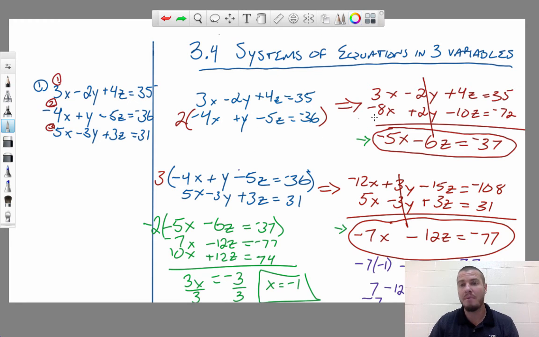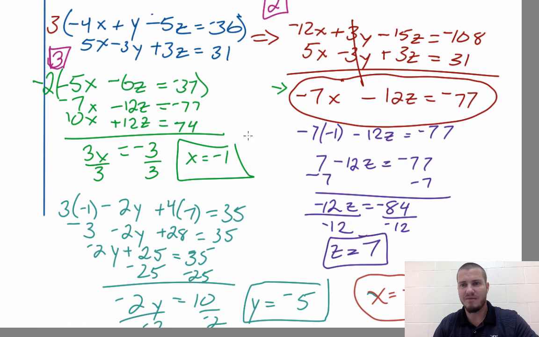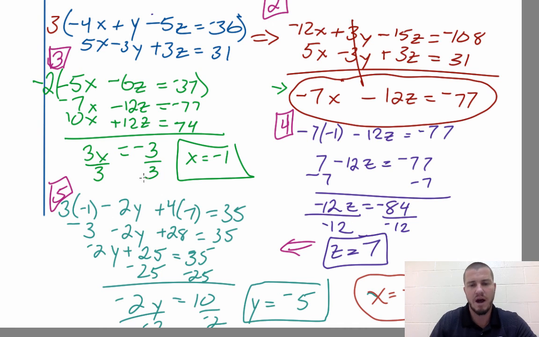I know mine got a little messy and not organized. If you want to go back and write steps to them, this was step 1. What we did here to cancel out the y's. This was step 2 to cancel out the y's. Then we went here and used both of those equations for step 3. We used this negative 1 to find z in step 4. And then we went this way, and this was step 5 to find y.